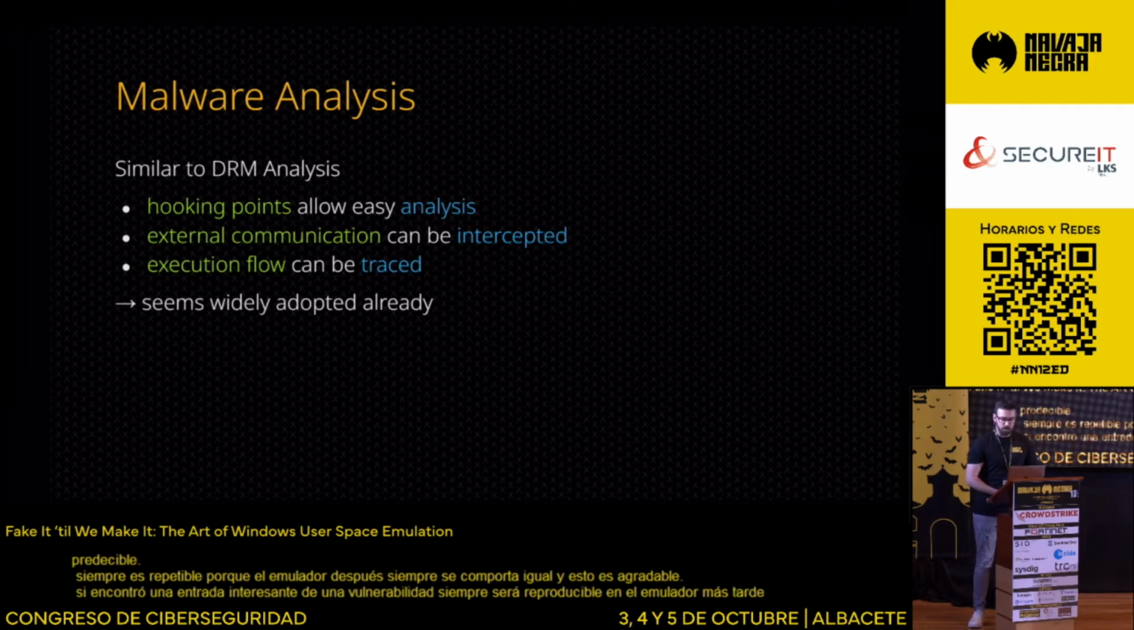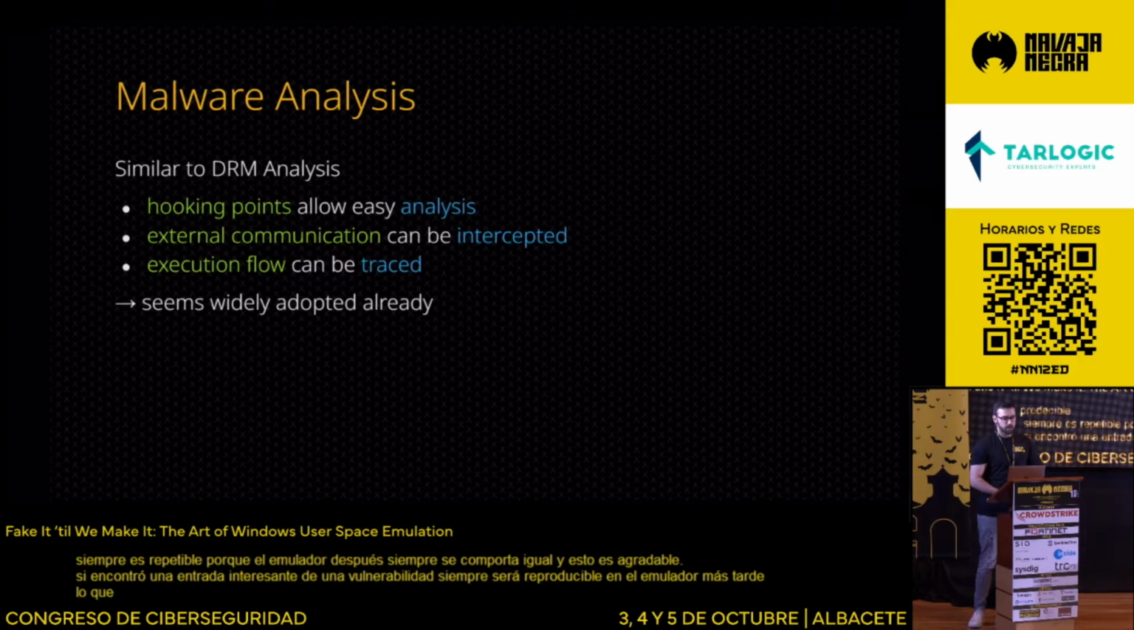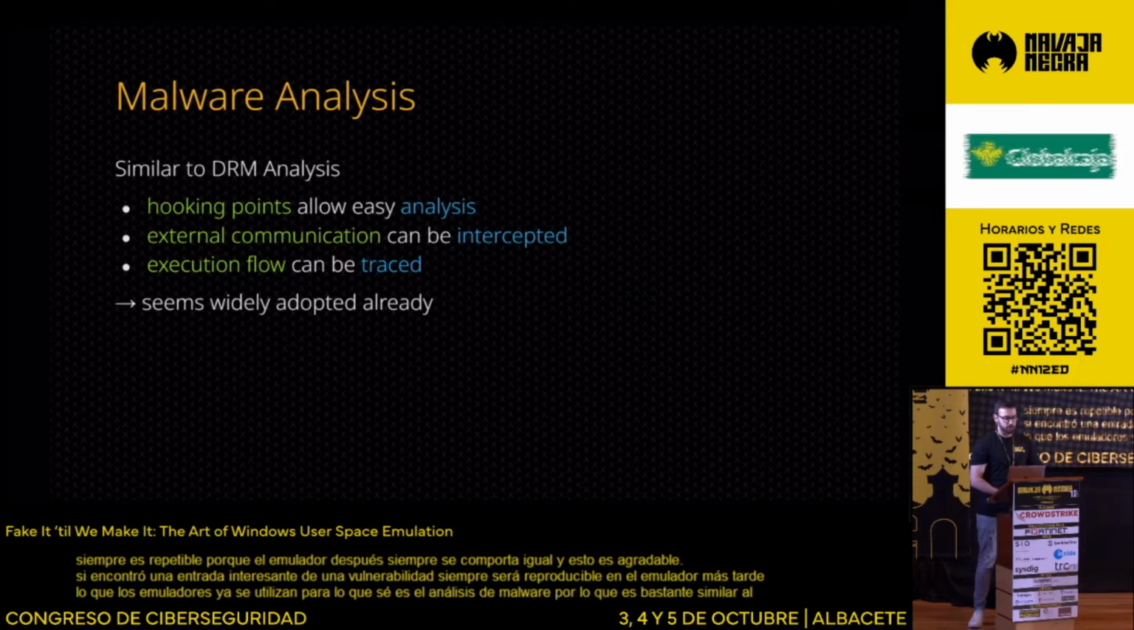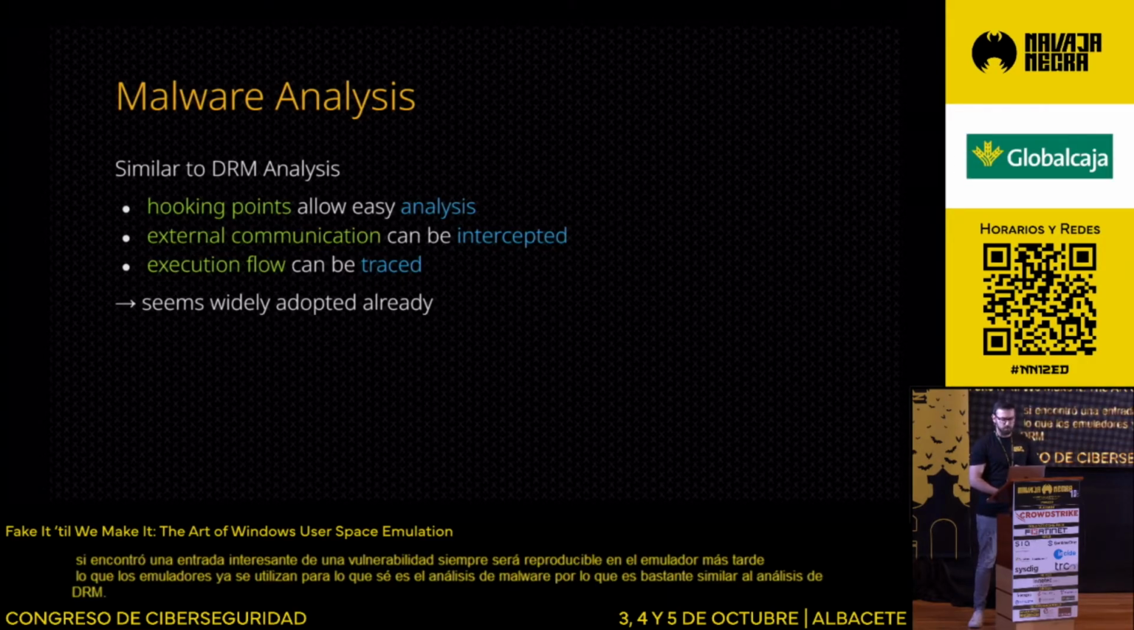What emulators are already used for, as far as I know, is malware analysis. So that's pretty similar to DRM analysis. You can analyze the malware using the hooking points, and all the external communication can be intercepted. Just like the execution flow, they can be traced. But again, from what I am aware, emulation is already very common in malware analysis.